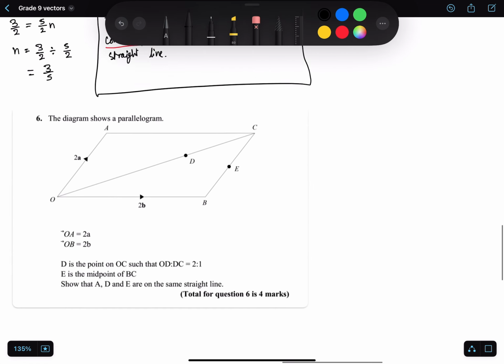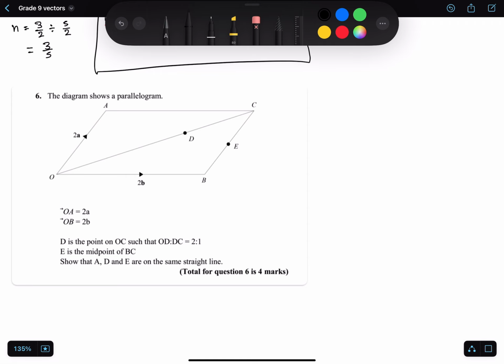Now I'm going to show a third question. This has a parallelogram. So this sort of also tests your knowledge of shapes. And before we do anything at all, because we know it's a parallelogram, we can quickly mark that that is also 2B, because AC is parallel to OB and also the same length. So they give you OA and OB, which is already marked on the diagram. They tell you that point D is on OC such that the ratio between OD and DC is 2:1.